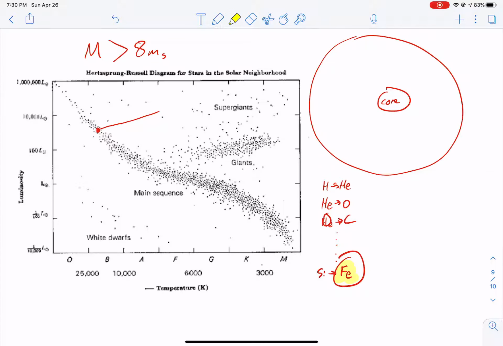Now, the cool thing happens when you start fusing that iron. When the core of your star turns to iron, a really interesting thing happens. Iron is a very special element for nucleosynthesis, for this kind of reaction. Iron won't fuse. Iron will not produce energy via fusion. It won't happen. I don't care how much mass you have. You could have an infinite amount of mass. Iron will not create energy.